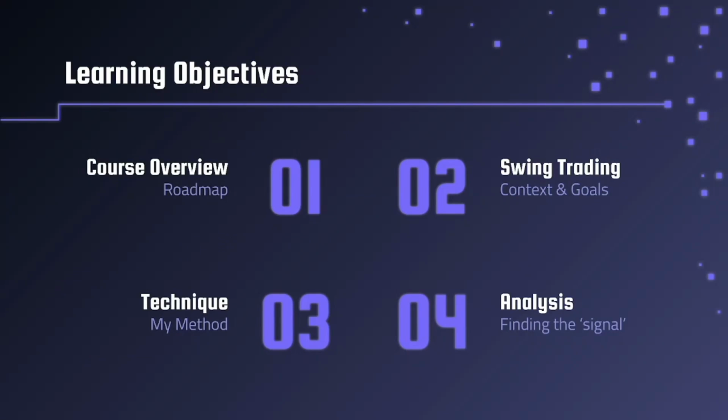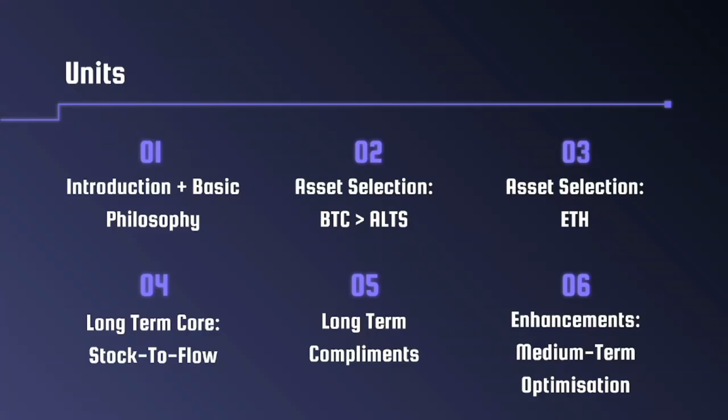Right, so we'll just go quickly through the learning objectives here in Unit 1. Course overview, swing trading, my technique, and analysis styles. So we're just going to go over the general roadmap of this unit here, the context and goals of swing trading as I see them, my method, my technique, and the analysis. We're going to be trying to find the signal in the noise as far as figuring out what the future holds for us.